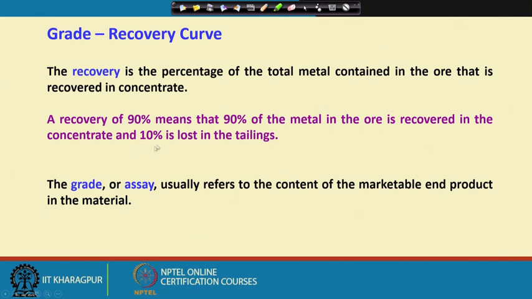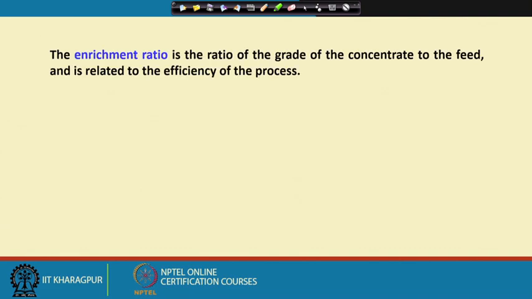So, essentially what happens is, when you want to increase the grade, that means the quality, you lose some of the materials, that is here you see the 10%. So, that means your recovery generally decreases. So, when we plot this, we call it a grade recovery curve. Before we come to that curve, let me explain a couple of terminologies which we frequently apply.